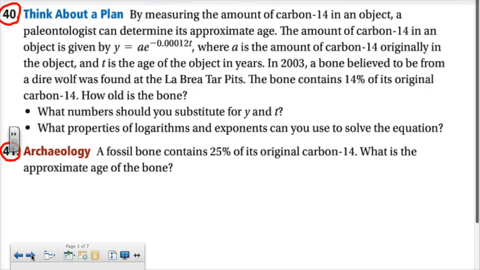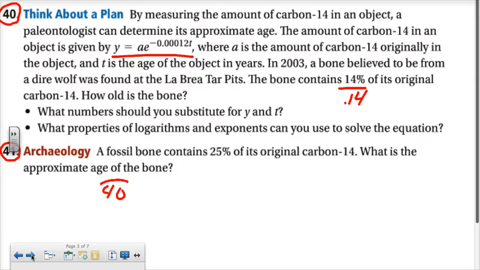Then number 40, speaking of monster formulas: by measuring the amount of carbon-14 in an object, so carbon dating, a paleontologist can determine its approximate age. The amount of carbon-14 in an object is given by this formula, where A is the amount of carbon-14 originally in the object, the initial amount, and t is the age of the object in years. In 2003, a bone believed to be from a dire wolf was found at the La Brea tar pits. The bone contains 14%, that's 0.14, of its original carbon-14. How old is the bone?